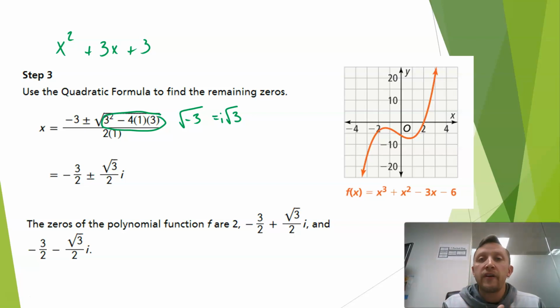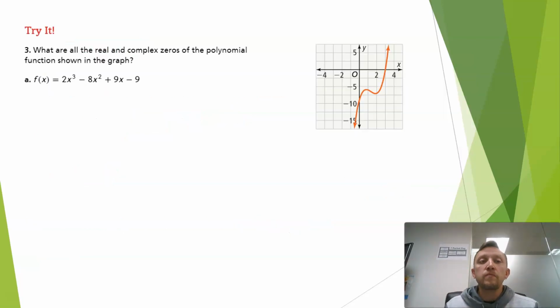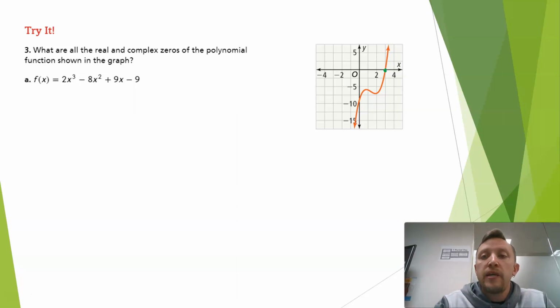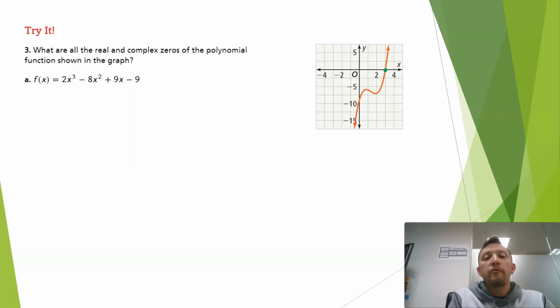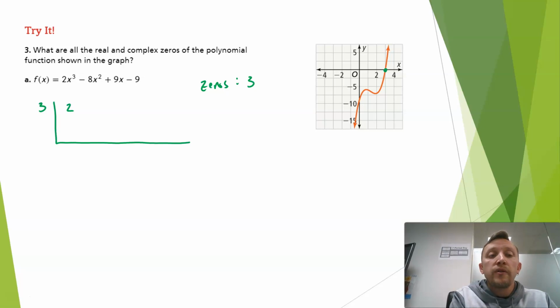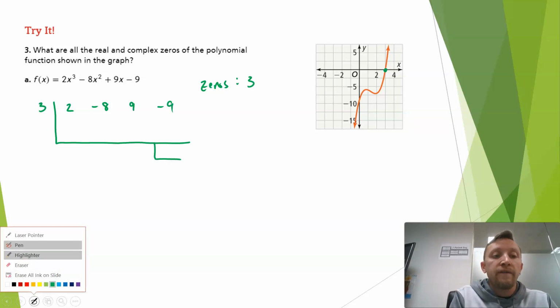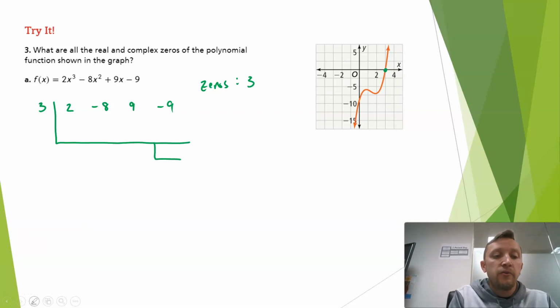Again, we're combining a lot of things we've learned in previous chapters. You could try this one on your own. Here we have this function, and we can see that one of the zeros is positive 3. I want you to use synthetic division. Remember what we would do next: we know one of the zeros is 3, so to find the other zeros, we use synthetic division first to get this in factored form. I'll help you get this set up. We have 2, negative 8, 9, and negative 9. I want you to use synthetic division to figure out what the other factored piece would be.